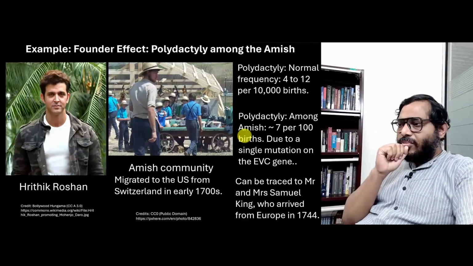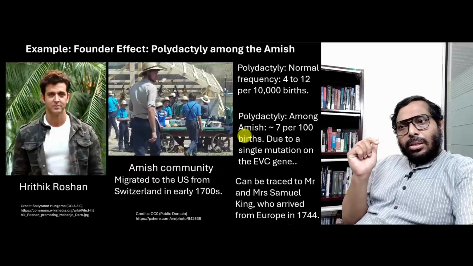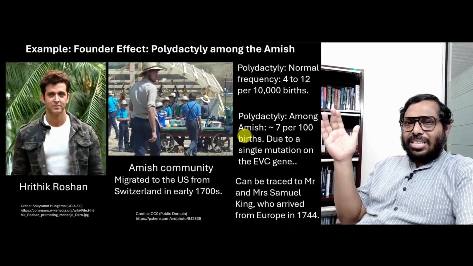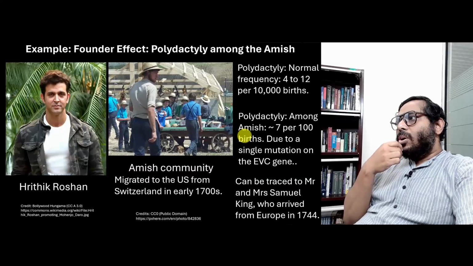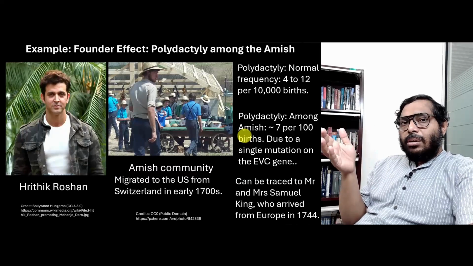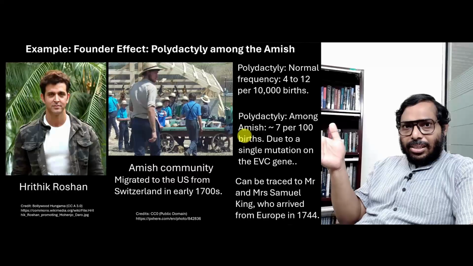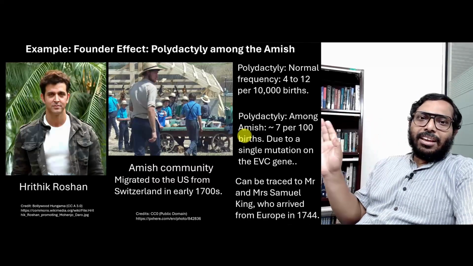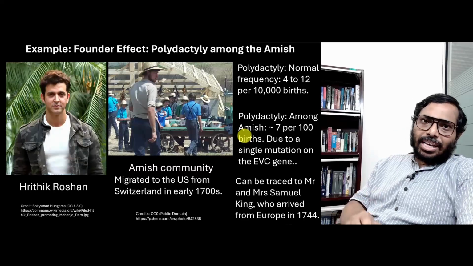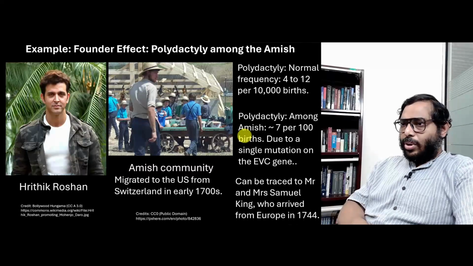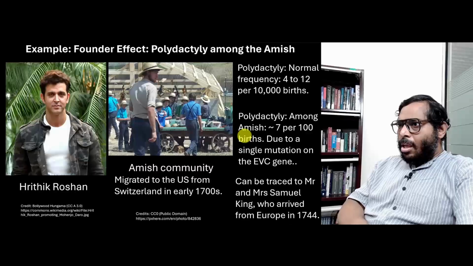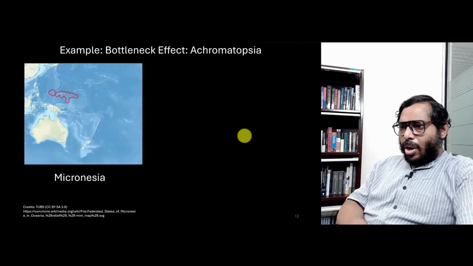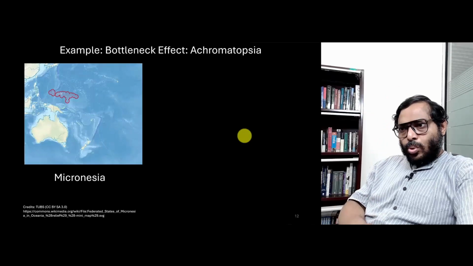Now, I am talking in terms of polydactyly, but actually what they have is a bigger condition than that. It is a condition called EVC, and because of that there are many other physiological problems that the Amish are saddled with, and as I said, all because of Mr. and Mrs. King coming in 1744, a massive example of, and a very well known example of, founder effect in humans. So, now we go to bottleneck effects, and for bottleneck effects we are going to go to Micronesia.